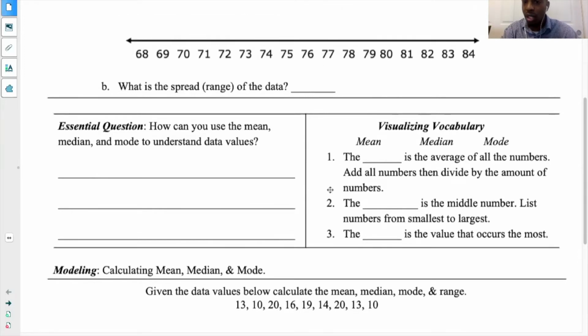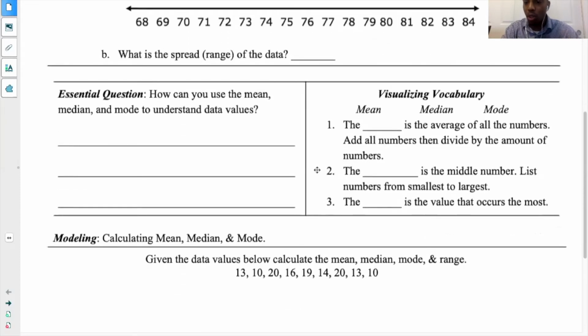So you can see the visualized vocabulary says the mean is the average of all numbers. And the way we calculate the mean is by adding all numbers and then dividing by the amount of numbers that there were. And I'm going to show you that. The median is the middle number. So what number is actually in the middle? And the way that we calculate the number that's in the middle is we list our numbers from highest to lowest or from lowest to highest, and then we find our way in the middle.